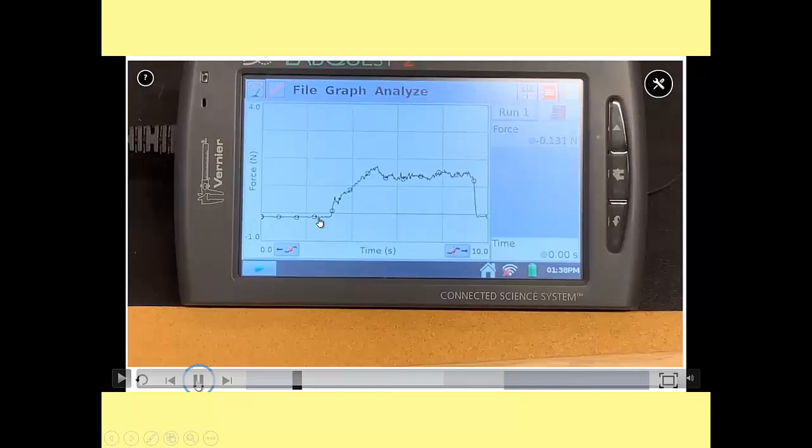Now notice it starts out a little below 0. I don't know why. It's a little worrisome in their zeroing, but oh well. This essentially is 0, because what they had done is they had hit collect here, but they hadn't started pulling yet. But then what's going on here? This was created while they were pulling. If you watch again, this is when they were pulling, but they weren't getting it moving yet.